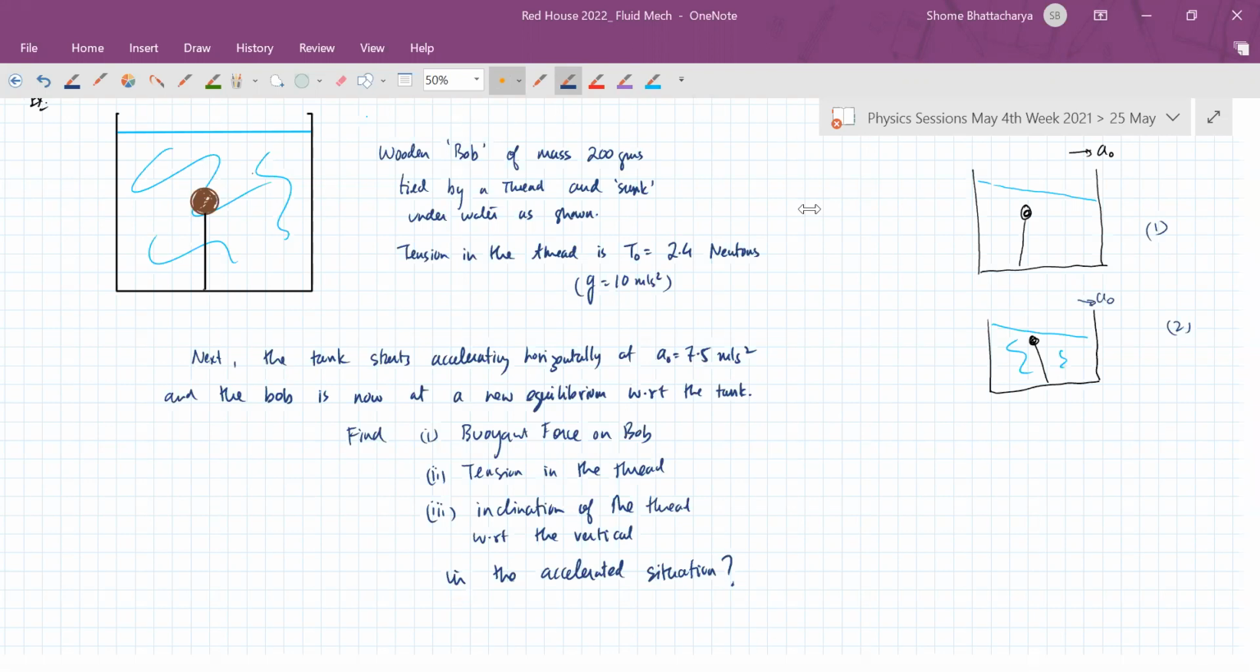Okay, think about that very carefully, because just as a hint to you, in the accelerated frame, the pressure gradient has a horizontal component along with a vertical component. So that also means that the buoyant force acting on the bob will have a horizontal component along with a vertical component. Okay. So the total number of forces acting on the bob will increase quite a bit in the non-inertial frame. There'll be pseudo force, there'll be weight, there'll be tension, and there'll be vertical component of buoyant force because of vertical pressure gradient, and there'll be horizontal component of buoyant force because of horizontal pressure gradient. Okay, so just make sure you take that into account.